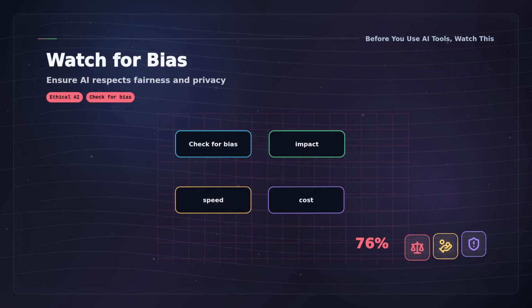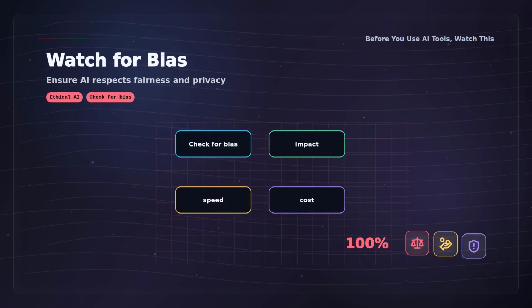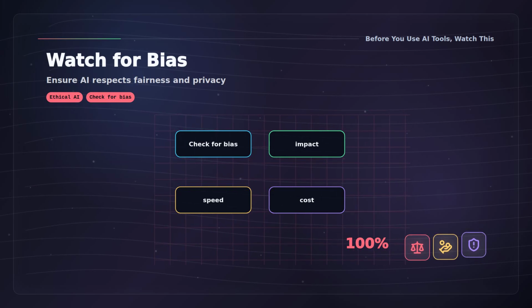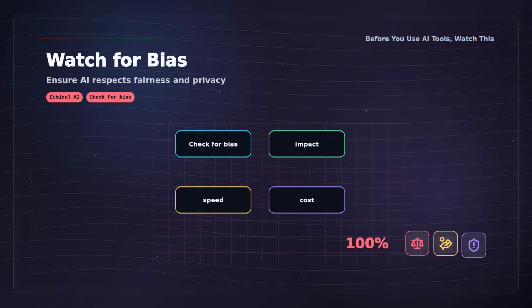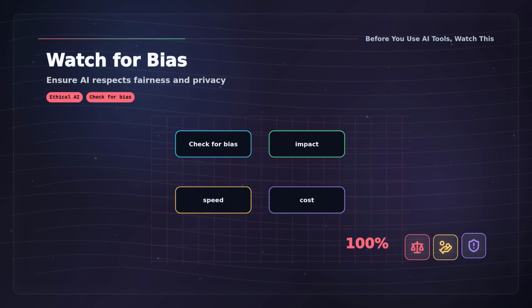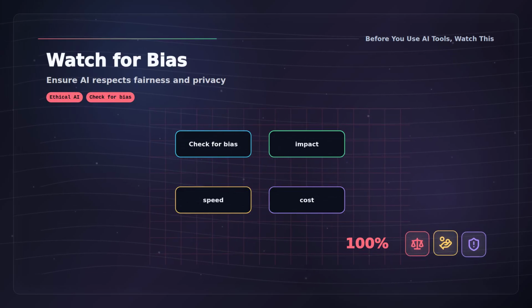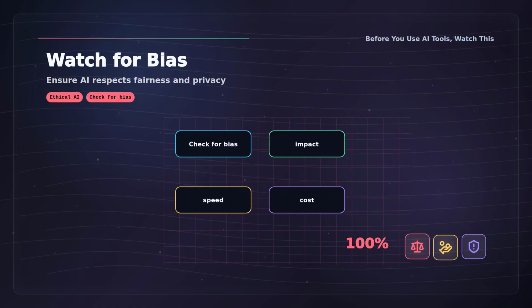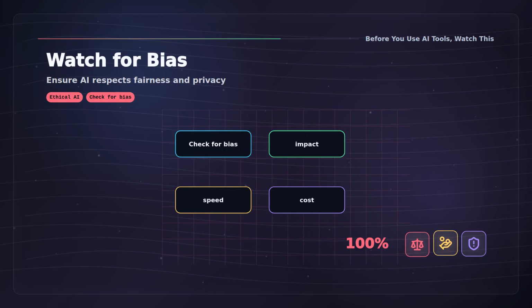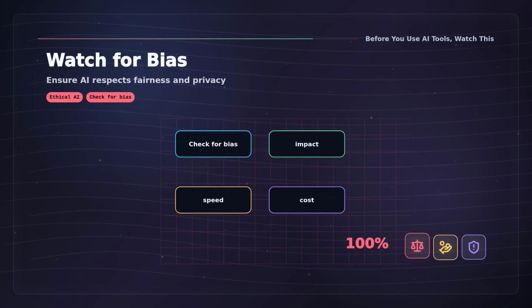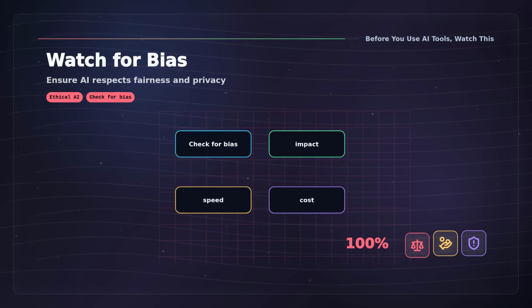AI inherits the biases present in its training data, so it can unintentionally reinforce stereotypes or unfair recommendations. Before deploying a tool, ask who built it, what data it learned from, and whether it respects privacy. Simple ethical checks protect your audience, your brand, and the wider community from hidden prejudice in real life today.